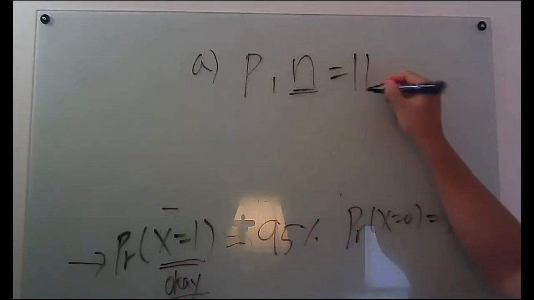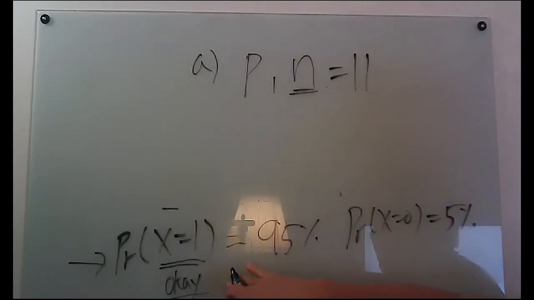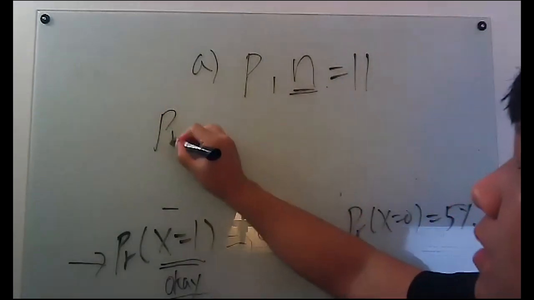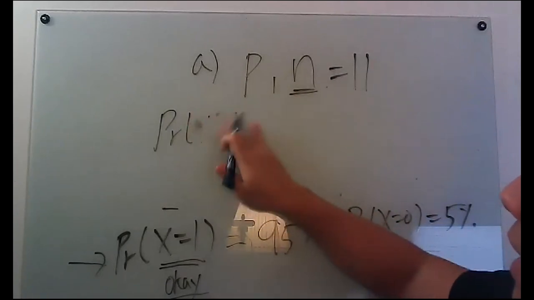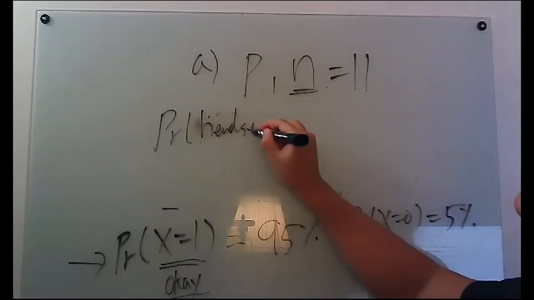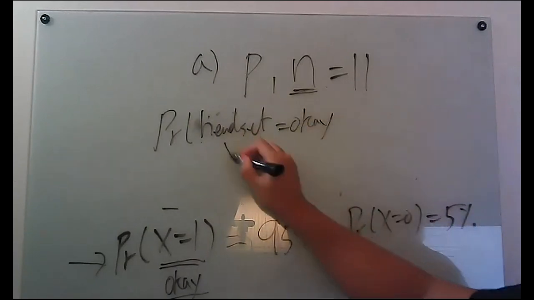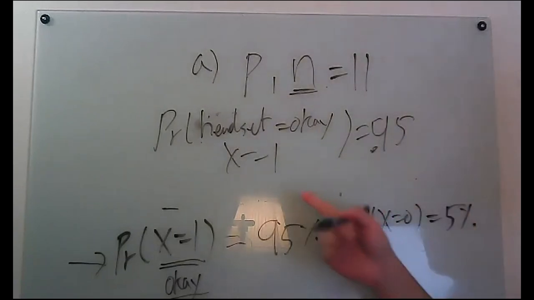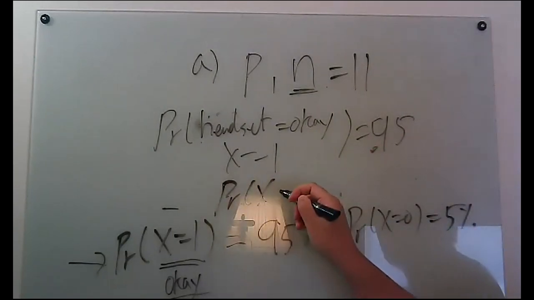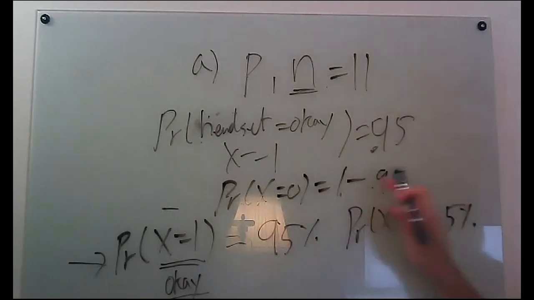So n equals 11. Probability is a little different. If you are saying the probability of a headset functioning well is p, then it should be 0.95. So you should say the probability of headset okay, x equals 1. If this is your definition, then it should be 0.95. Otherwise, the probability of x equals 0 is 1 minus p, or 1 minus 0.95. So this is the case.